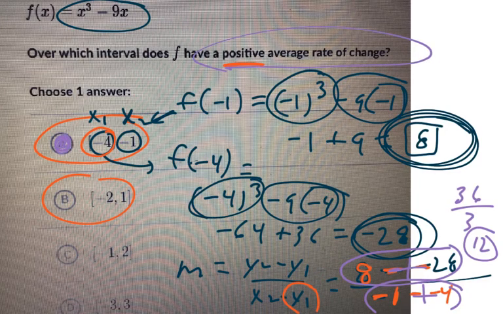I know my answer's got to be A, and they only wanted one answer. So logically, if you tried any one of those, you're not going to get a positive. You're going to get a negative or 0 average rate of change. So the answer for that one was A.